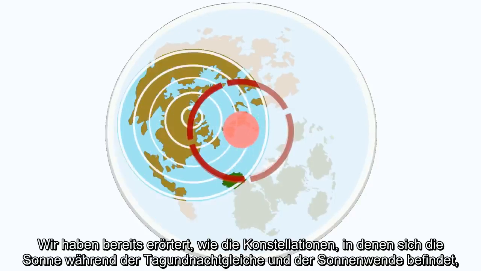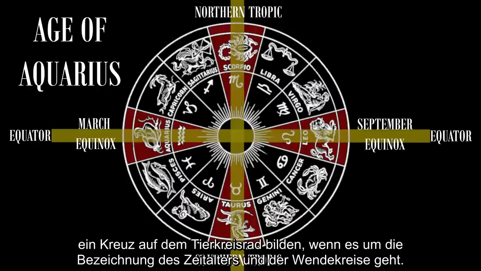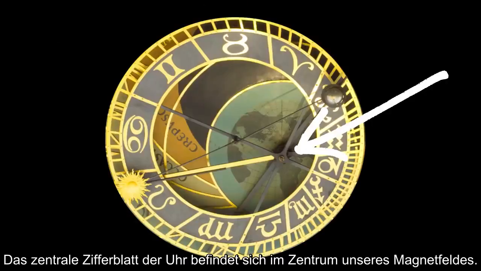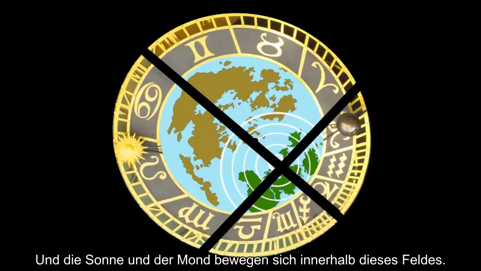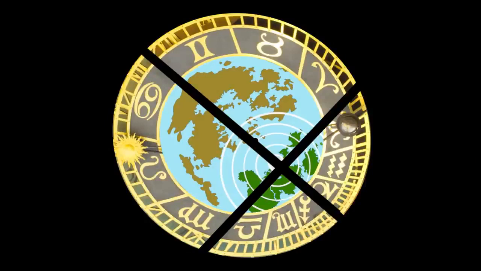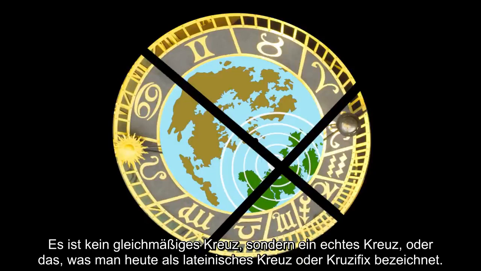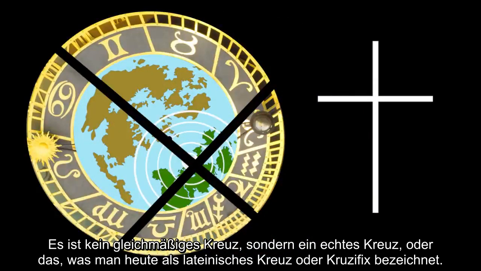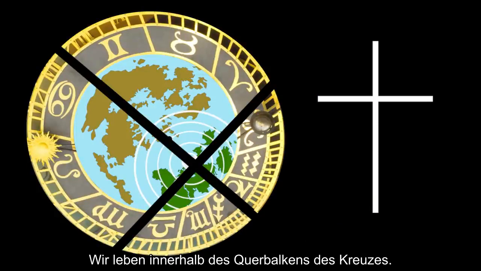We have already discussed how the constellations that the sun is in during the equinox and solstice form a cross on the zodiac wheel when signaling the age and tropic designation. We'll look closer at the Prague clock again. The central dial of the clock is placed within the center of our magnetic field, and the sun and moon move within this field. Our magnetic field is off-center from the overall greater realm. It isn't an even cross, but a true cross, or what is now referred to as a Latin cross or crucifix. We live within the crossbeam of the cross.